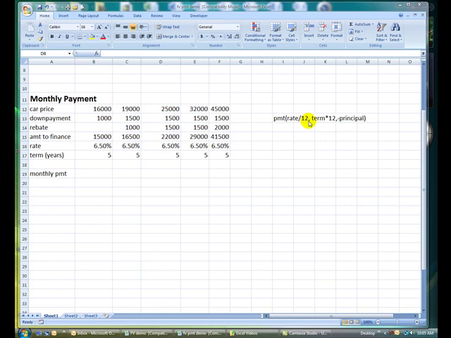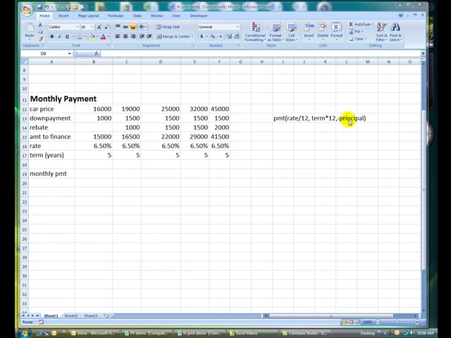Then we'll have our comma, which is the separator between arguments. Our second argument is the term, how long this payment is going to be paid over. And again, because we want the payment to be monthly, we're going to multiply by 12 because the term itself is in years. And because we want the term to be monthly, we've got to multiply by 12. I'll put my comma, which is the separator between arguments.